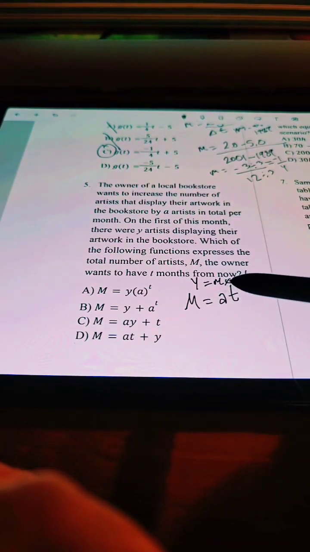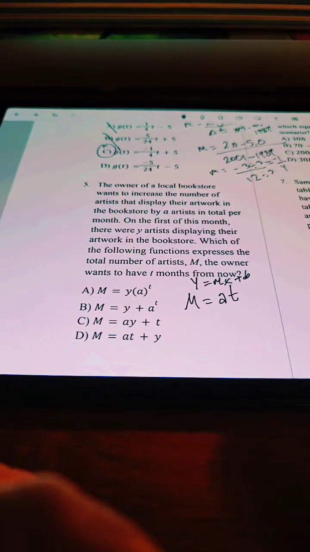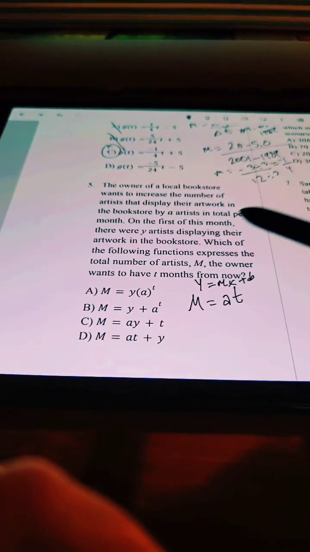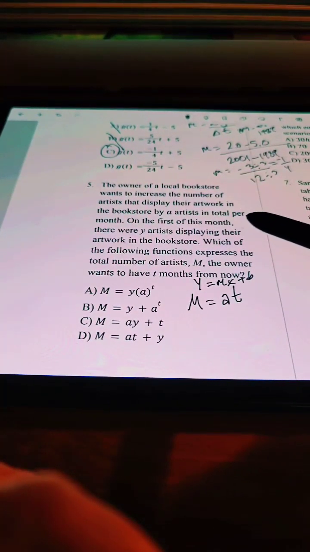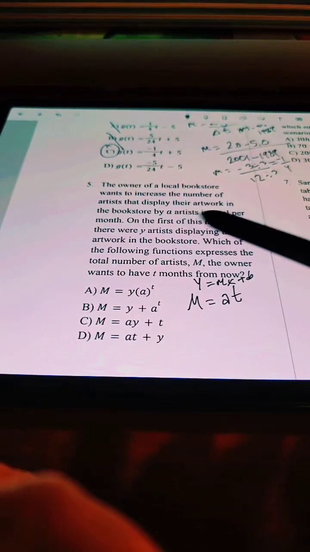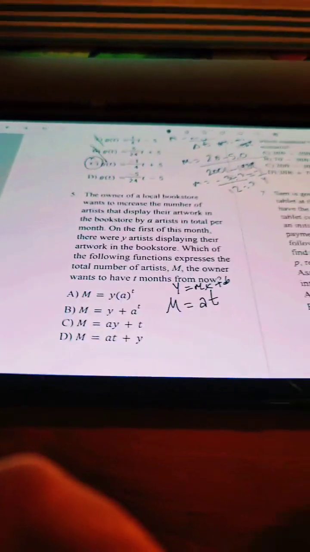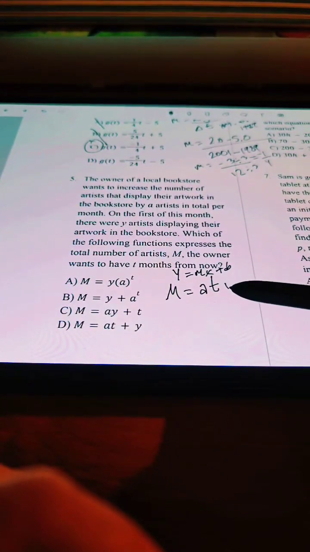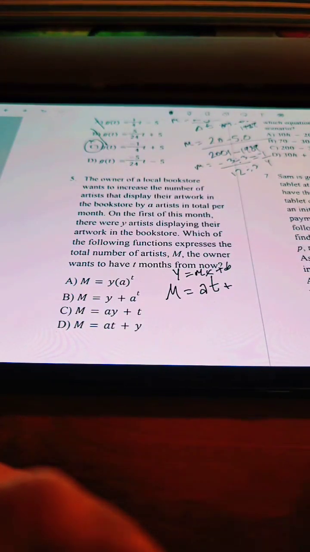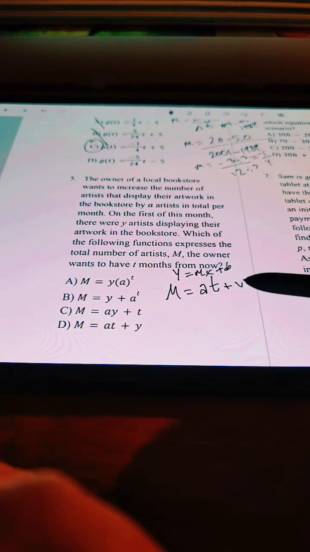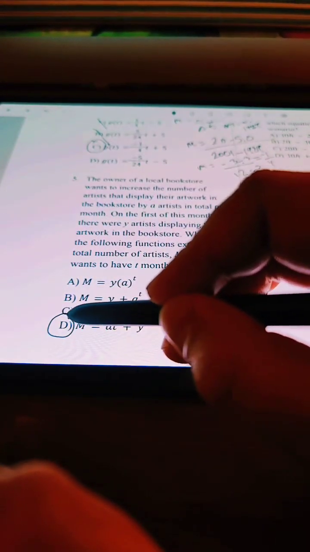So if you ever are struggling to figure out what's acting as X, unless the problem's worded in a very strange way, it's typically just what comes after the per or the each or the every, where they're telling you the slope. So like per month, so then T. And then plus the y-intercept, which you could think of as the initial starting point. So that would be just the Y. So then it's going to be D.